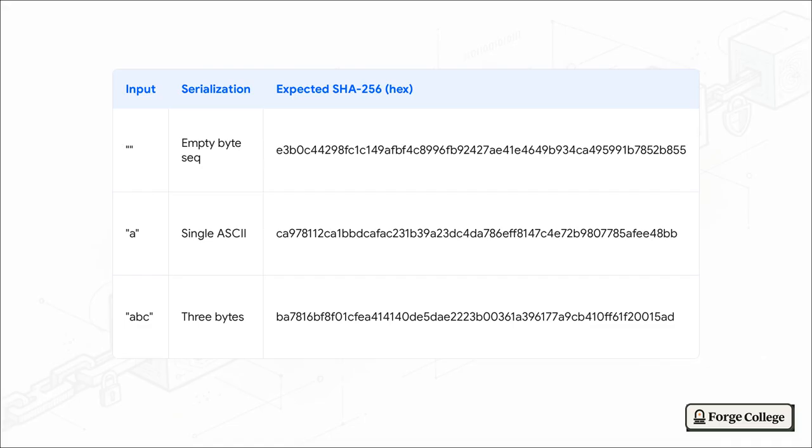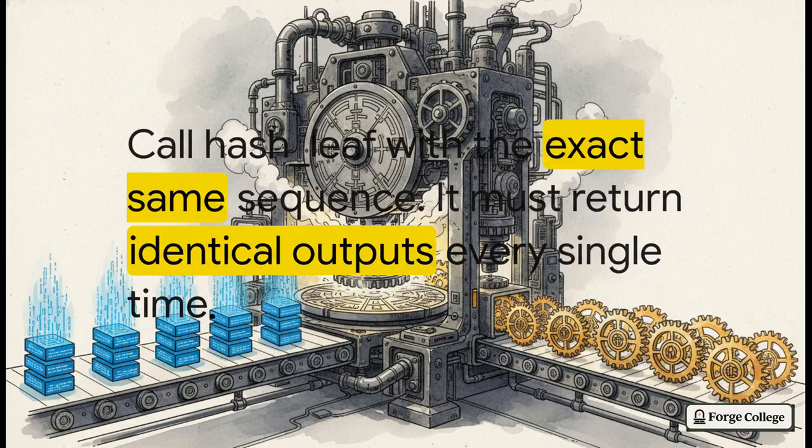Look at the inputs: an empty string, a single character A, and the string ABC. We know exactly what the SHA-256 hex output should be for these precise inputs. If your function outputs anything, and I literally mean even one single character different from this table, either your hashing routine or your input bytes are incorrect. Period. End of story. Next up is the determinism check.